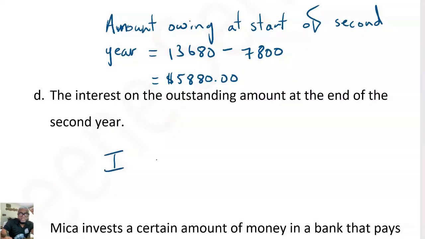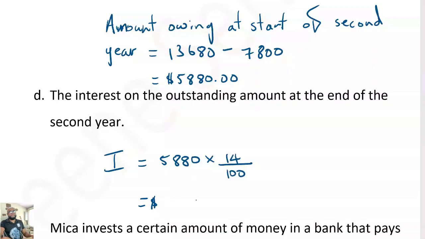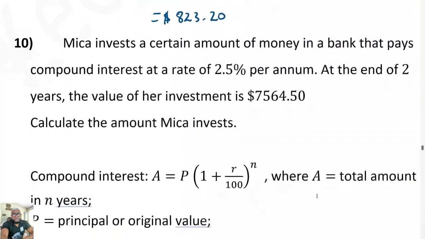So my interest will be equal to 5,880 multiplied by 14%. You want the interest on the outstanding amount. 5,880 is the outstanding amount. So give me the interest on the outstanding amount here, please. It's $823.20.